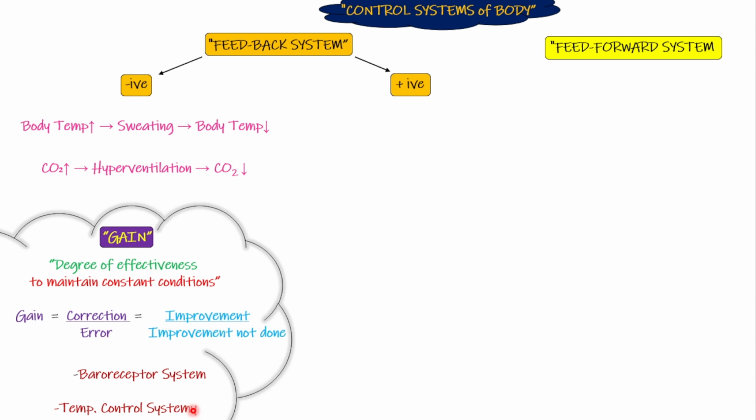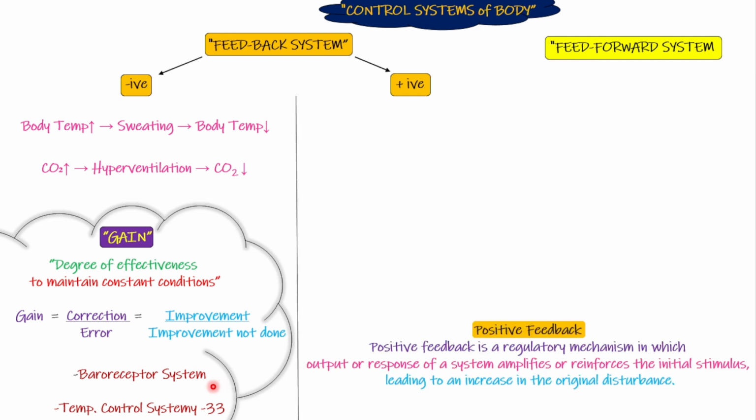So the gain of the temperature control system is 33. In the last example I showed you in the previous slide, I showed the gain of 3. That was just an example. In real time, the thermoregulatory system of the body is extremely fine, and it has a huge gain, which is 33. Okay, so this was negative feedback.